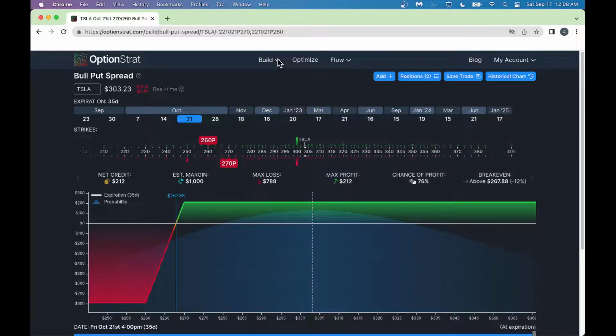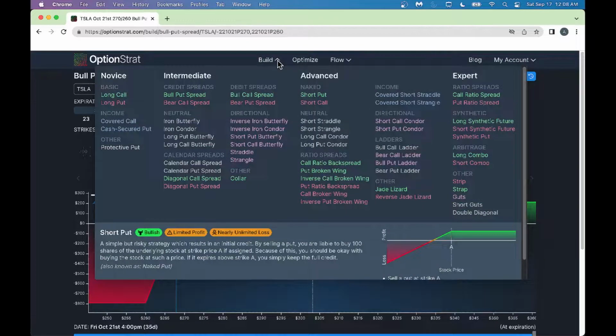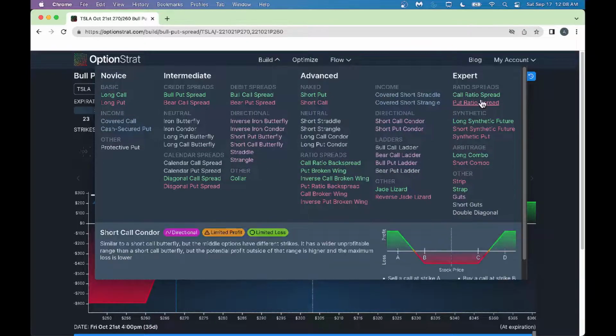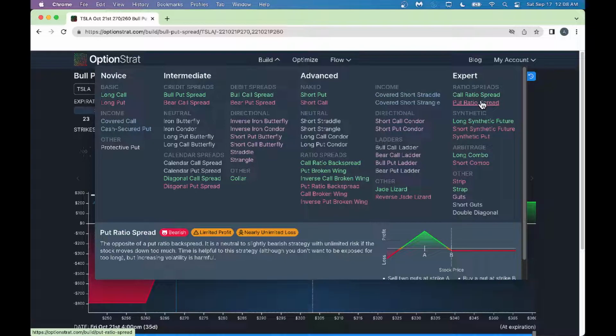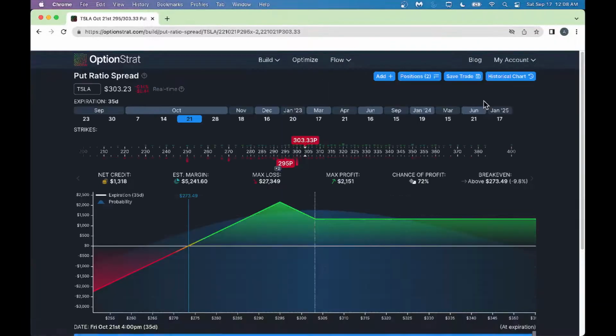There are a lot of strategies. I suggest you take a look at those. And one of my favorite strategies in this market is really put ratio spread, so that way, even if the stock comes down slightly, you can make money. You could click on put ratio spread here, and look, we got put ratio spread. Let's take a look at this here. Right now, stock price is at 303. And we got a put ratio spread.